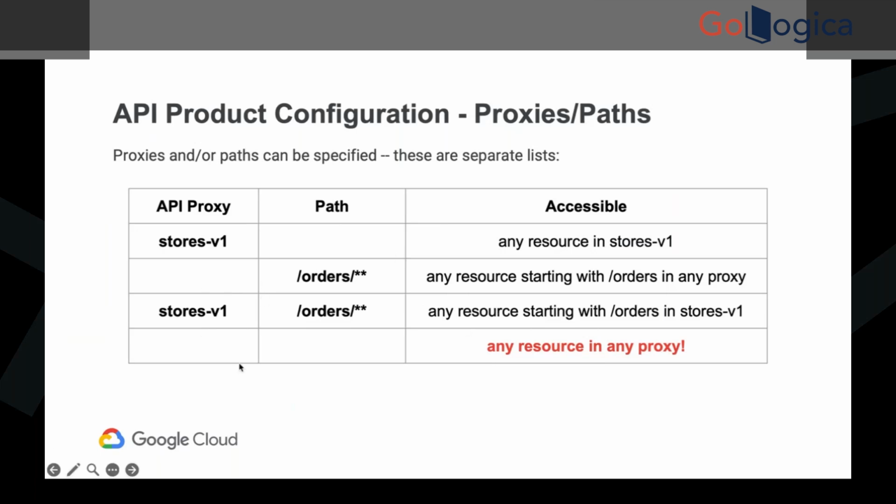Now if you don't give proxy name or path name, then it becomes like a global product, meaning everything is available, and that is a very big security risk. So we should never leave both of them blank, because it is very dangerous. It is like you are giving full access. Usually we provide either the proxy, or the proxy and path both. So scenarios 1 and 3 are the most common when we are configuring a product.